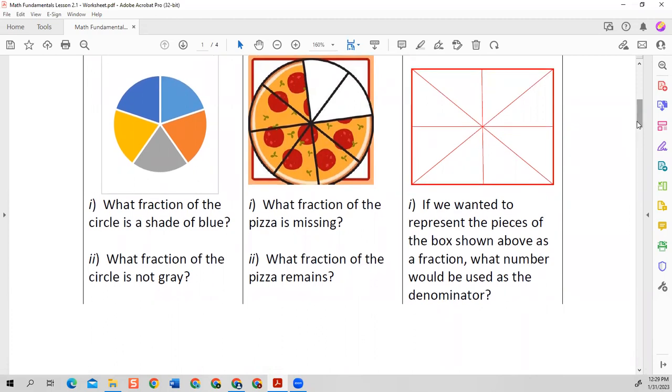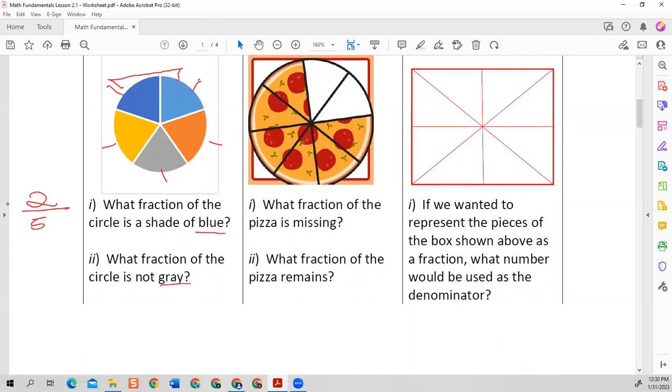On this first one, it says, what fraction of this circle is shaded in blue? So what we need to do is count all the pieces. 1, 2, 3, 4, 5 pieces. So we have 5 total. And then what part is shaded in blue? Well, we weren't specific if it was dark blue or light blue, but if we're going to count both of these pieces, one's dark, one's light, we're going to say 2 out of 5. If they said light blue, then we'd say 1 out of 5. If they said dark blue, we'd say 1 out of 5.